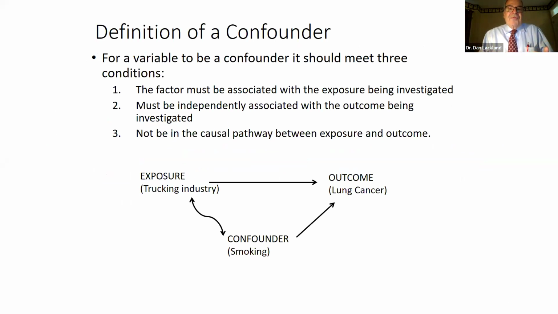Let's remember our three pieces. The factor must be associated with the exposure, okay? It must be independently associated with the outcome being investigated, and it must not be in the causal pathway of an outcome. So the question that you have here is, in this case, what about smoking? What about cigarette smoking, that we also know is greatly affected and associated with the outcomes that we see here?